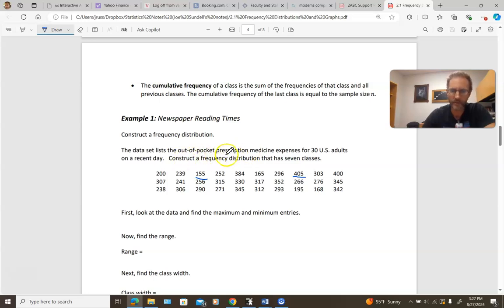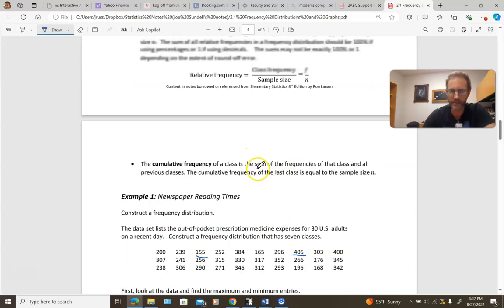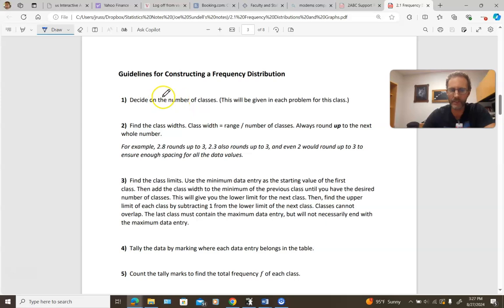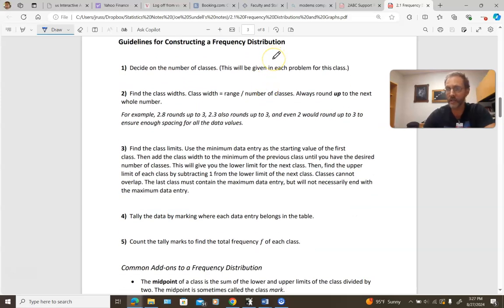And it says here we want to construct a frequency distribution that has 7 classes. Alright, so this is the way we're going to do it. Decide on the number of classes. Well, we're doing 7. And all of these problems in your homework, they're going to dictate the number of classes that you need to use. Now, when you start working on your statistics project and you have data of your own, then you're going to let the range of the data kind of dictate the number of classes and also the width of the class as well. Typically, you don't want too many classes and you don't want too few. So 7 is actually a good number.